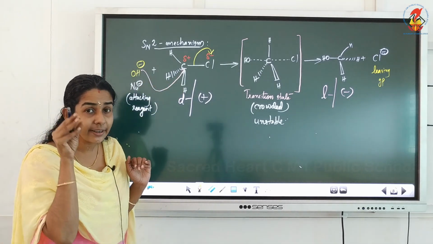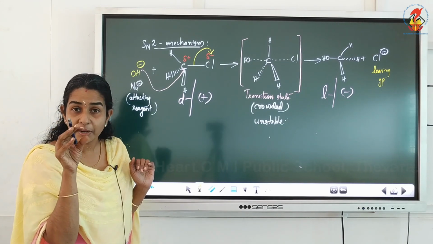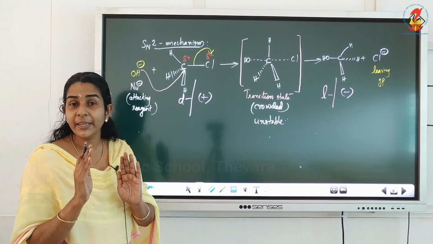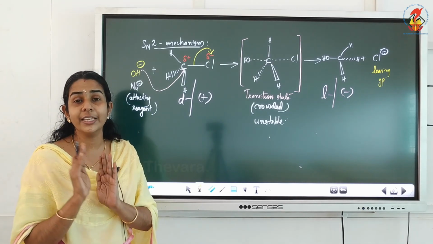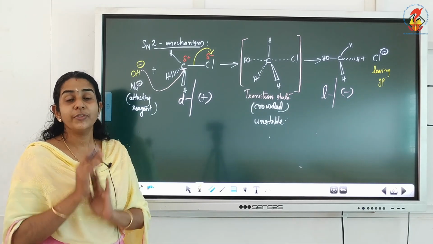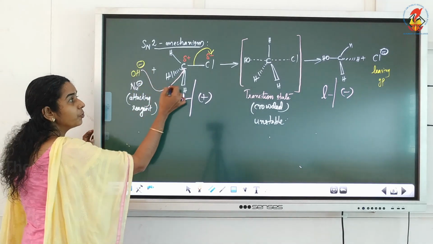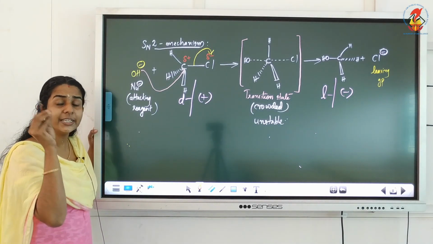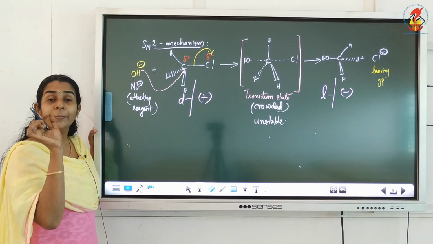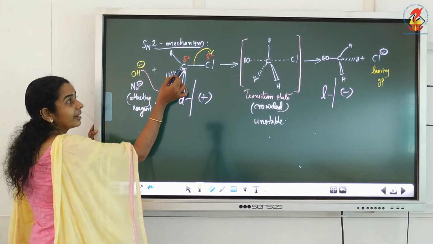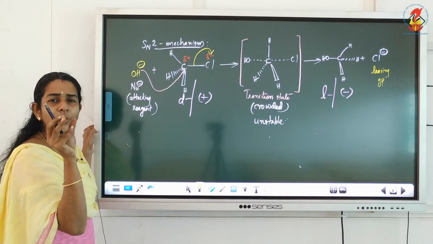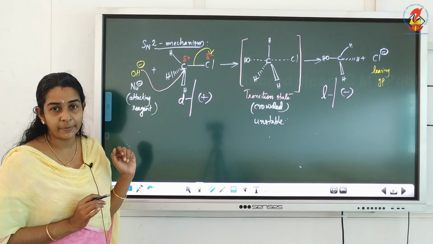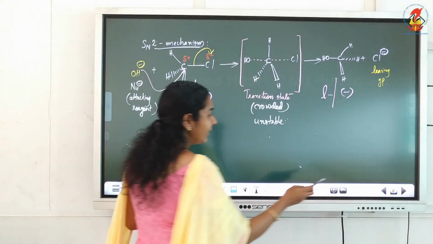So, if the X attached carbon is surrounded by smaller atoms or smaller groups, there will be no steric effect, or the steric effect will be less. If the steric effect is less, the attack of nucleophile will be very easy. So, which halides will be more easily undergoing SN2 reaction? Methyl halides. The reason is carbon will be surrounded by smaller hydrogen atoms. So, no steric effect on the X attached carbon. Attack of nucleophile is very, very easy.